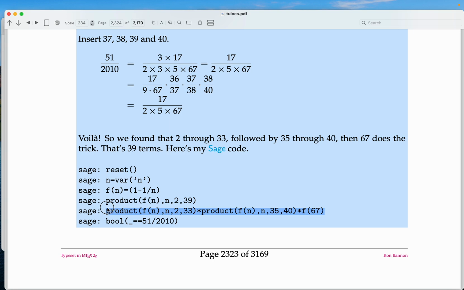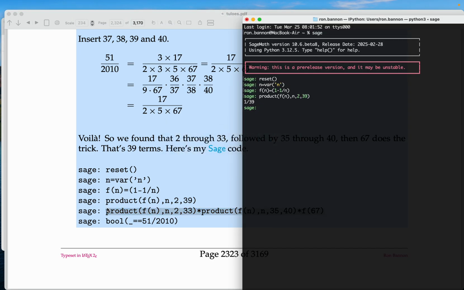All right. So let me copy paste and tell you the conclusion that we came to: you do 2 through 33 first, and then you skip some numbers, and you do 33 after 40. Then you skip some numbers, and you get f of 67. And what do you get? You get 17 over 670.